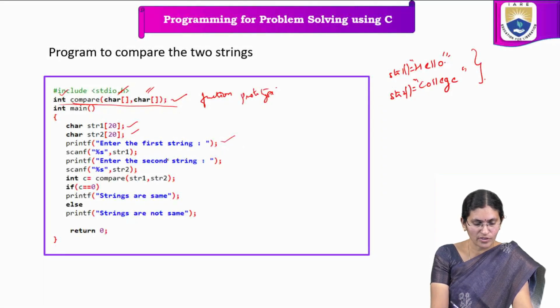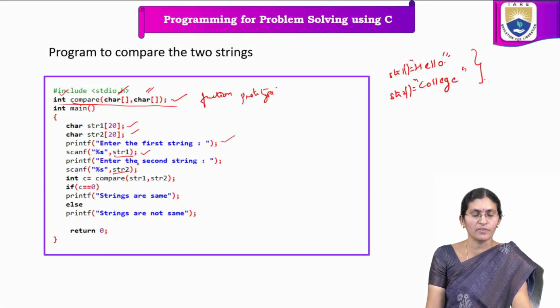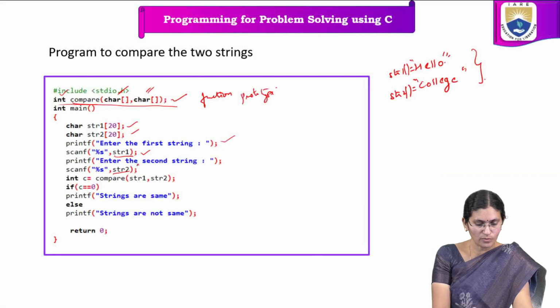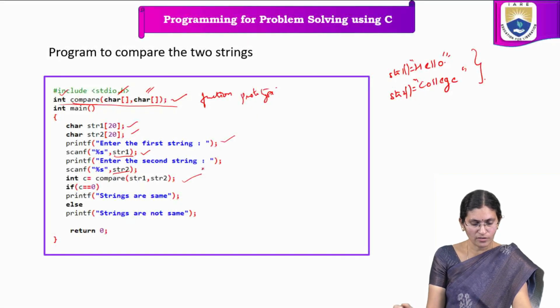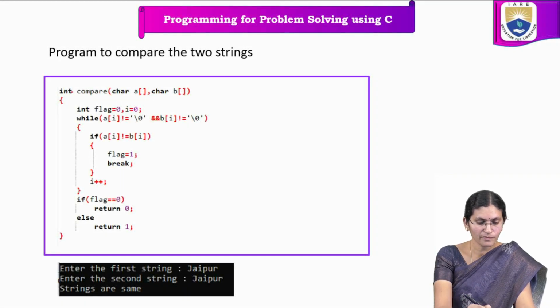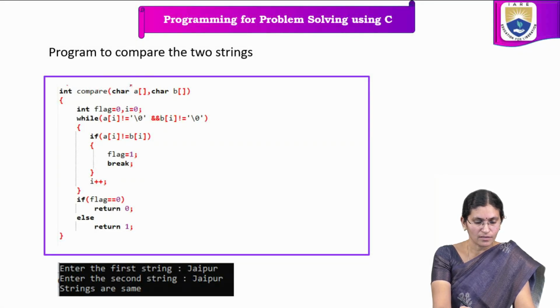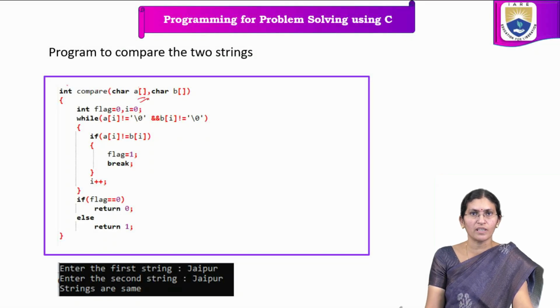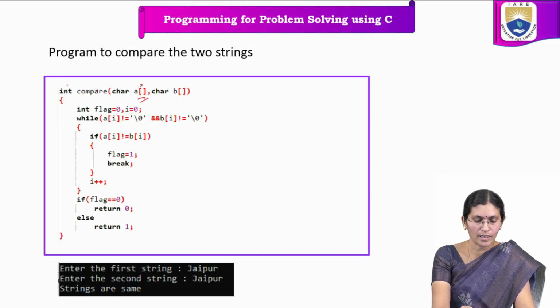So enter the first string. That string is read into the variable str1. Enter the second string. That string is read into the variable str2. Next we are calling this function. So this function we have defined here. Same return type, name of the function, and then character array. So this is how we need to pass the string here, or character array.